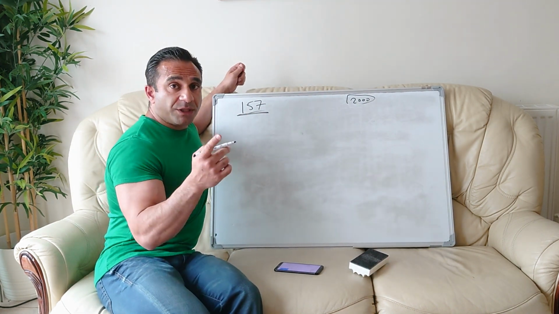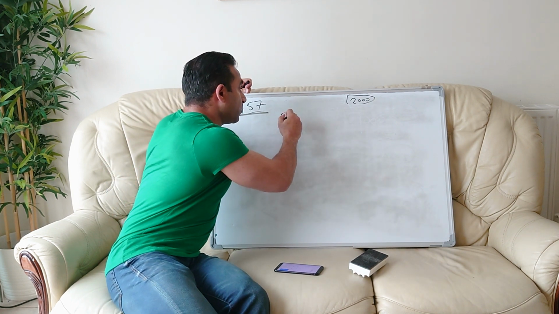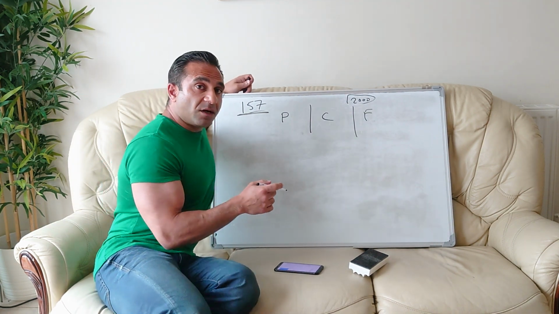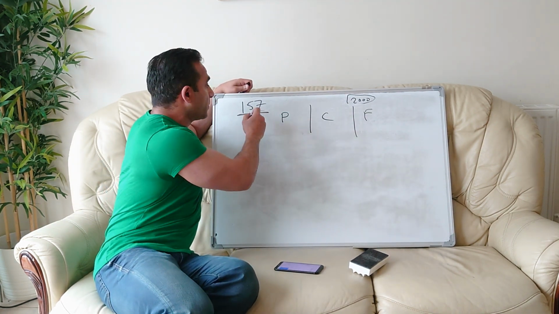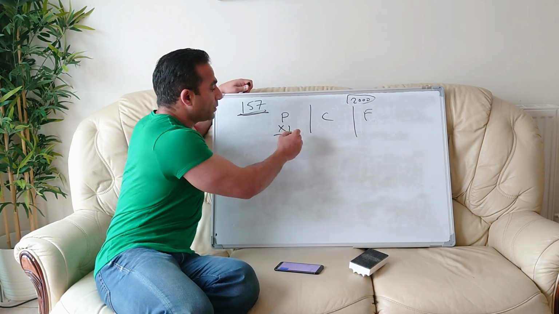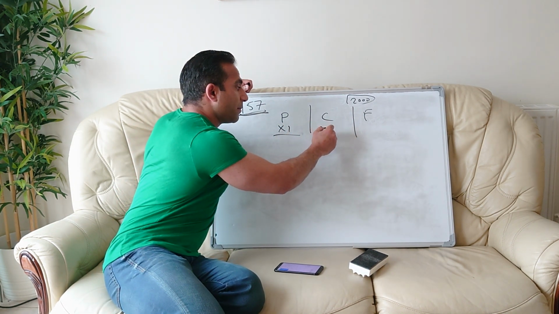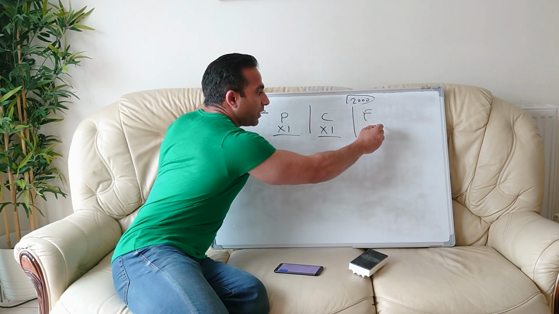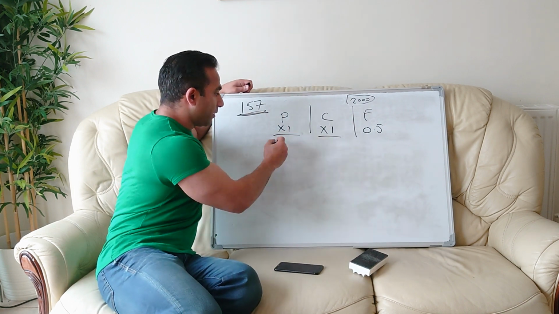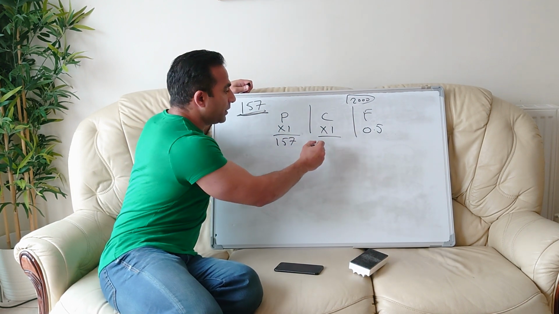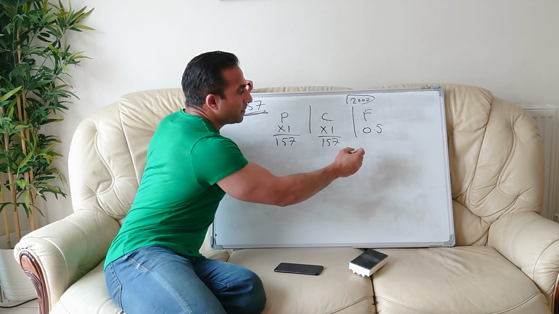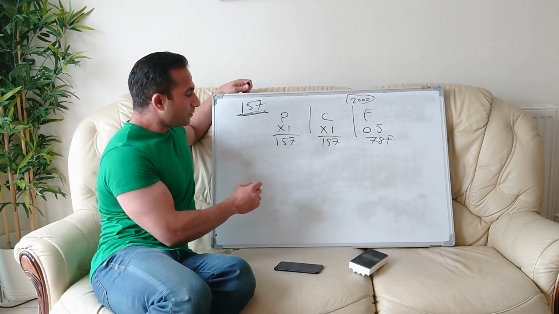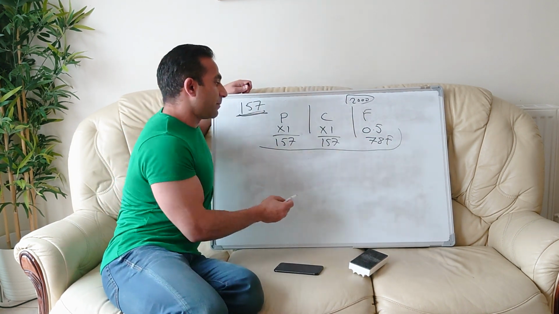Now macros: proteins, carbs and fats. In the past I used a very simple formula where I used to multiply my body weight by 1 to get my protein, multiply my body weight by 1 again to get my carbs, and multiply by 0.5 to get the fats. And that would equal 157 grams of protein, 157 grams of carbs, and around 78 grams of fats. And I've had great success with that formula.